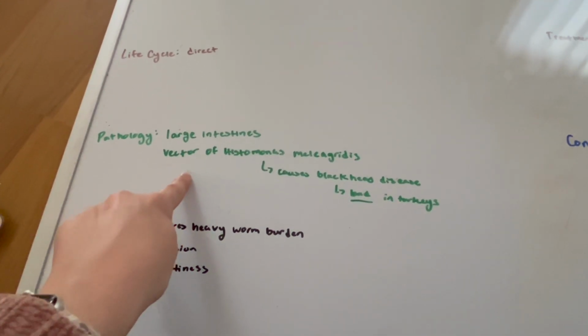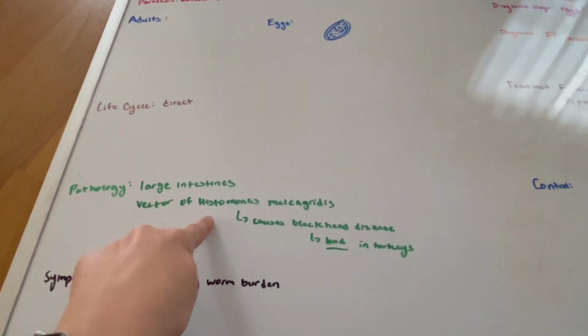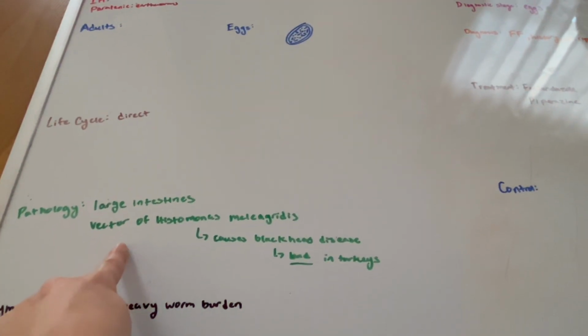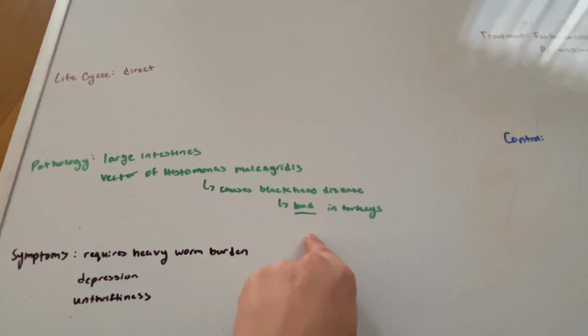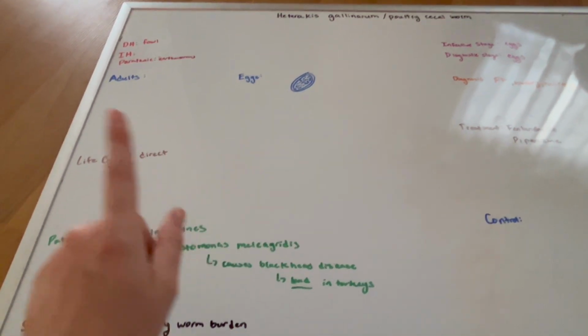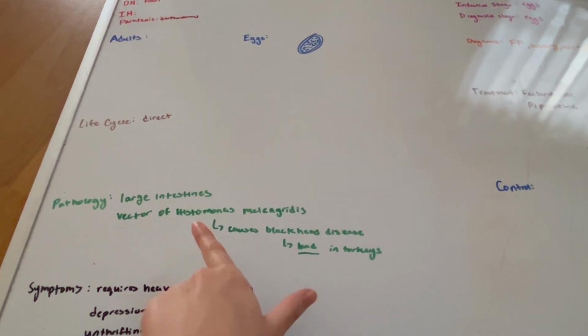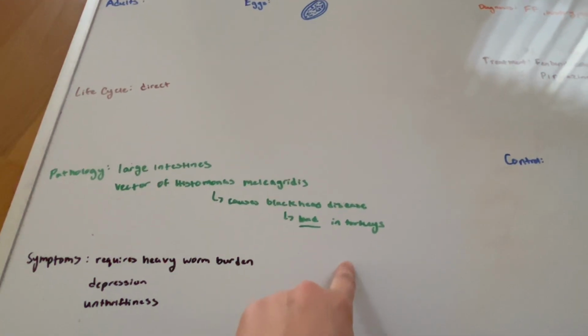It is a vector of Histomonas meleagridis. I remember it as H goes with H, and that can cause blackhead disease. Blackhead disease is really bad, specifically in turkeys. So, to repeat, Heterakis gallinarum vectors Histomonas meleagridis, which causes blackhead disease, which is bad in turkeys.